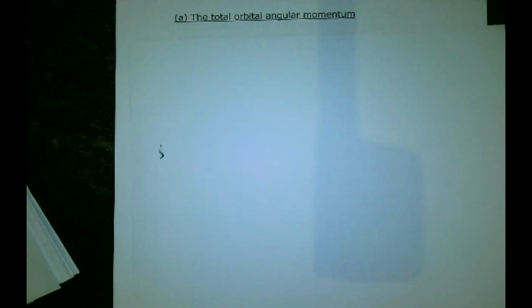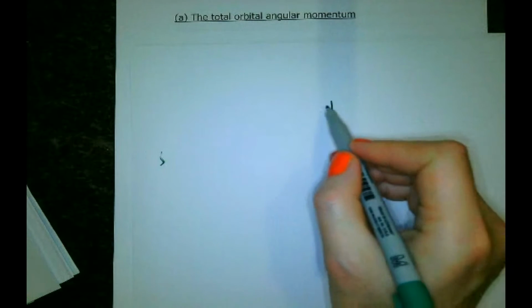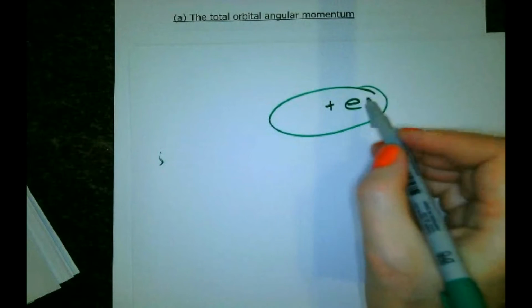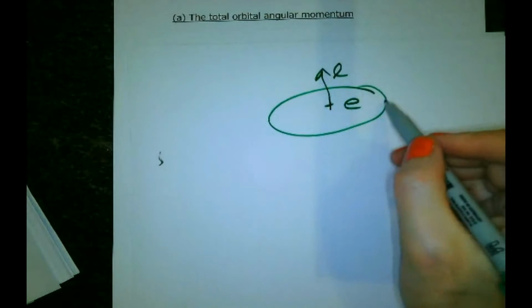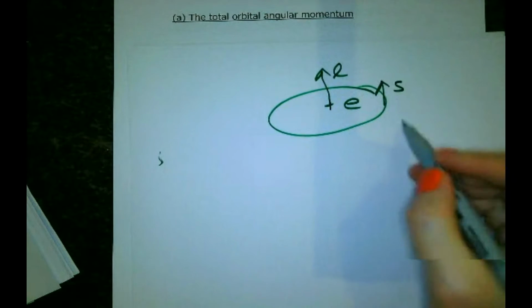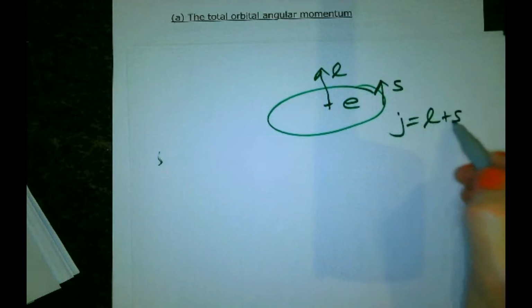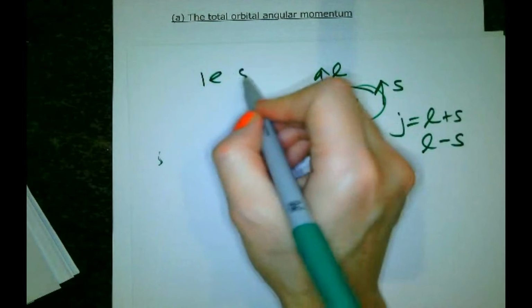Okay, now, if we have a one electron system, we've already looked at this. We have an electron, it has orbital angular momentum L, it has spin angular momentum S, and the total angular momentum is L plus S or L minus S. This is for a one electron system.